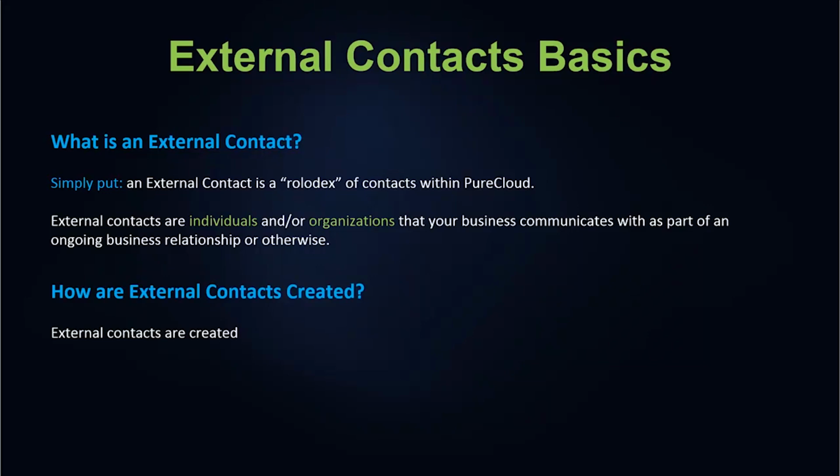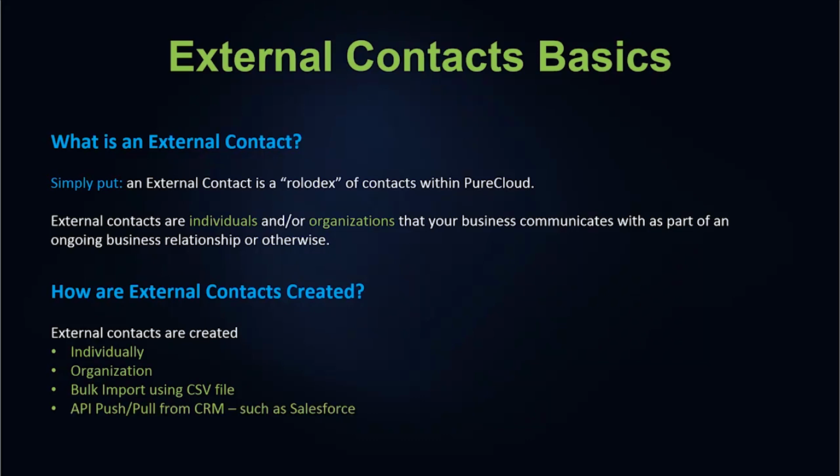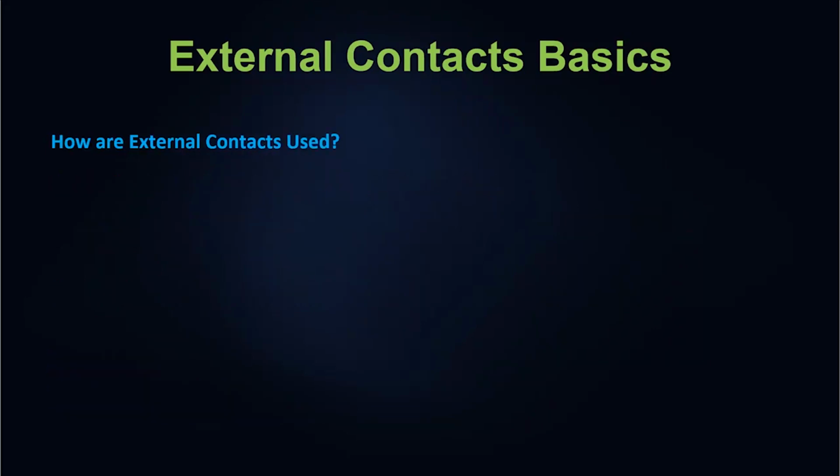So how are external contacts created? First, external contacts are created individually. You can add them one by one. You can also add organizations and associate multiple individuals to an organization. You can also do a bulk import using a CSV file, so you don't have to manually create them. Lastly, you can also use the API built into PureCloud to push and pull data from a CRM, such as Salesforce.